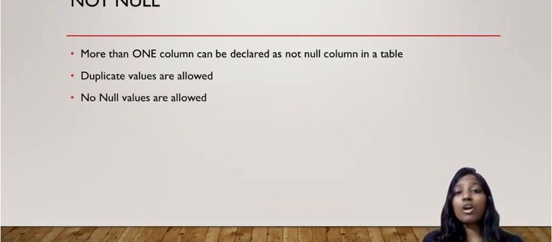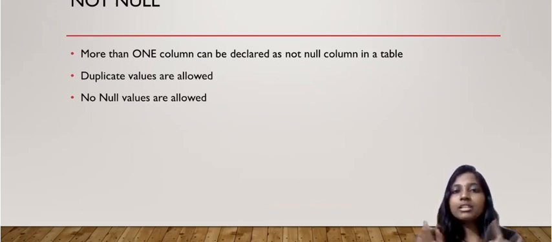So the next one is not null. By the name itself, you would understand: no null values. Not null columns also can be more than one in a particular table. If you have hundreds of columns, I may want some 80 columns to be not null. I mandatorily need some data, but no null values.